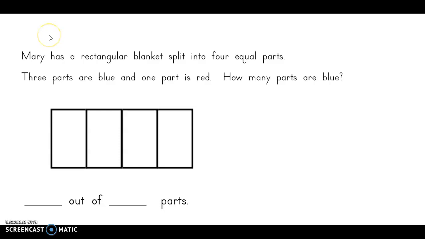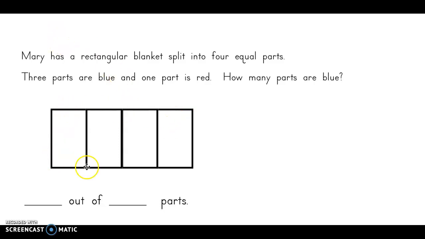So if I have a problem like this that's on the screen, Mary has a rectangular blanket split into four equal parts. Three parts are blue and one part is red. How many parts are blue? We can use a picture to help us figure out what part or how many parts are blue.